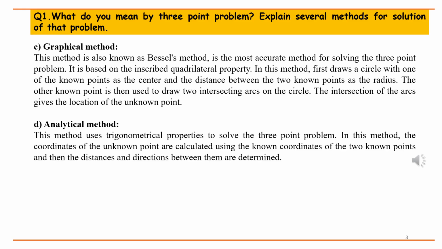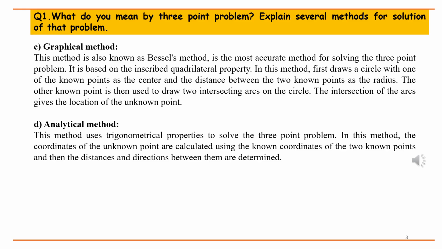In this method, one first draws a circle with one of the known points as the center and the distance between the two known points as the radius. The other known point is then used to draw two intersecting arcs on the circle. The intersection of the arcs gives the location of the unknown point.